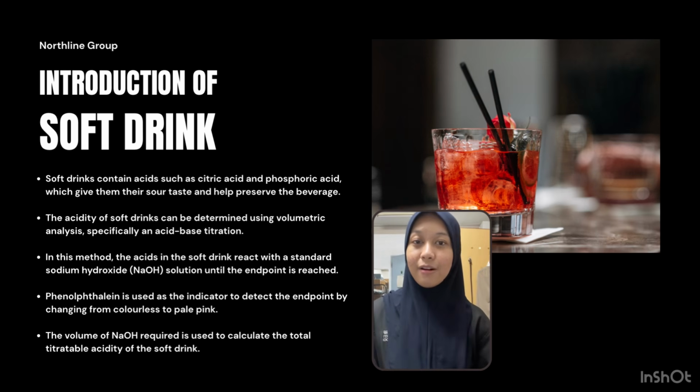The acidity of soft drinks can be determined using volumetric analysis, specifically an acid-base titration. In this method, the acids in the soft drinks react with a standard sodium hydroxide solution until the endpoint is reached. Phenolphthalein is used as the indicator to detect the endpoint by changing from colorless to pale pink. The volume of NaOH required is used to calculate the total titratable acidity of the soft drink.